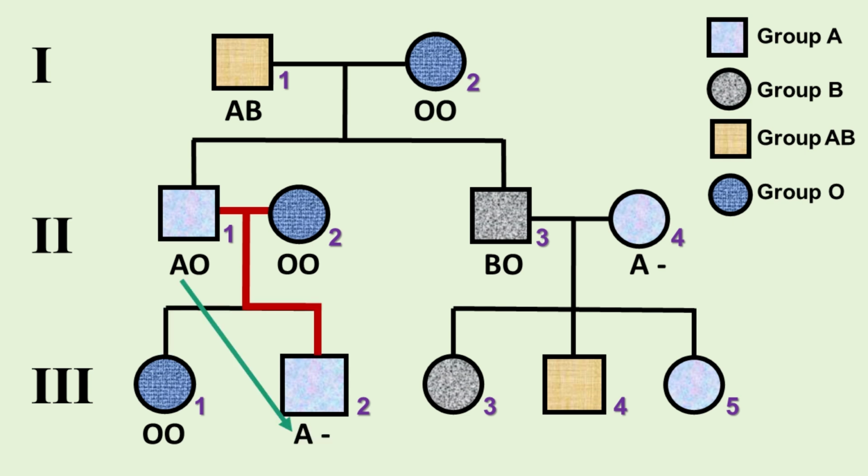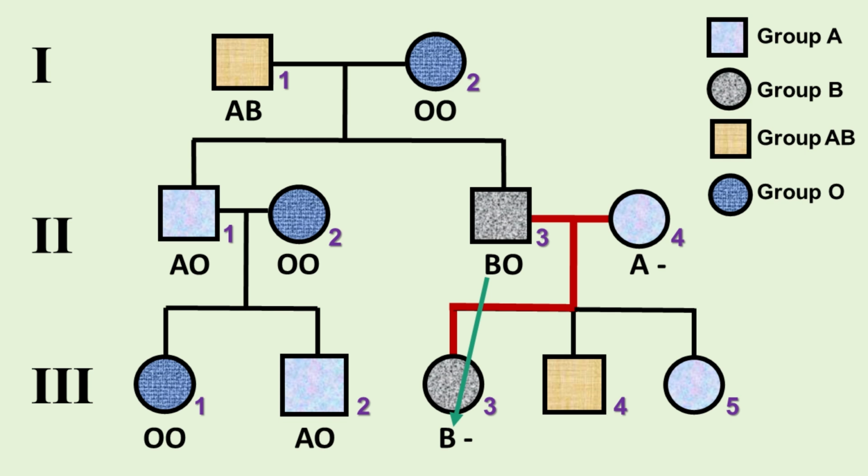Individual III2 has an A-type blood group. Following the red path to her parents, she should have received her A allele from her father. Therefore, she received an O allele from her mother. She is a heterozygous A-type blood group.